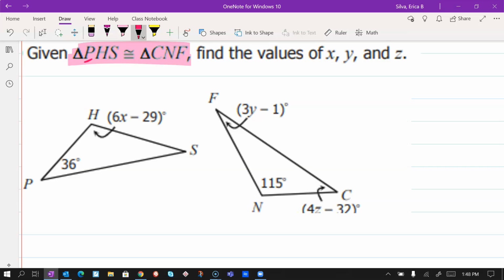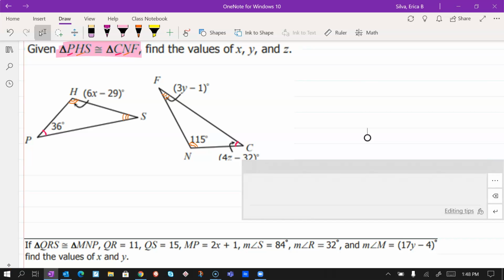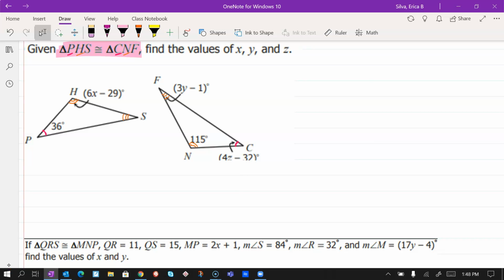All right, so first let's look at angle P. And what is angle P congruent to? Angle C. Good. And the next one, we've got angle H is congruent to angle N. And then we have angle S congruent to angle F. All right, so let's first solve for one of the variables. Solve for X. Now, if we look at our angle measures, the angle measure that has X is angle H.